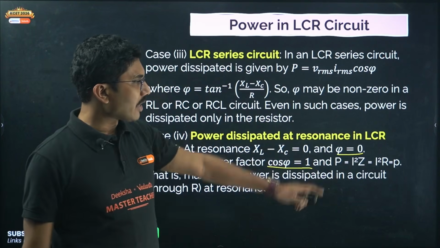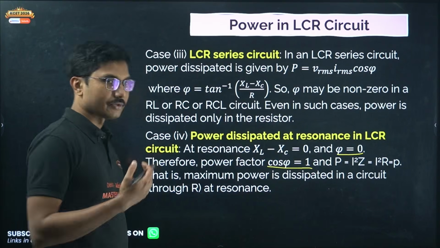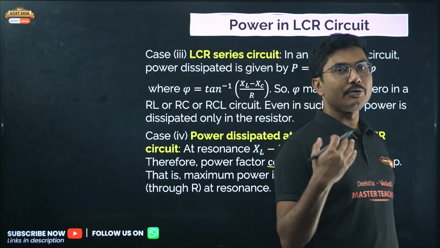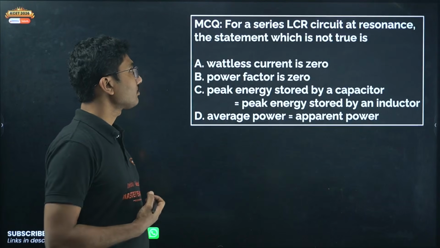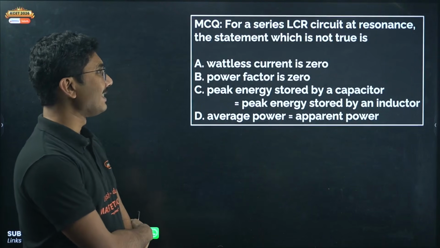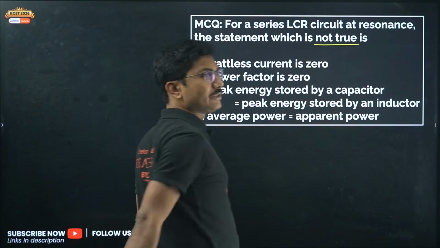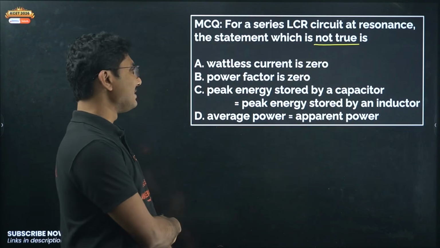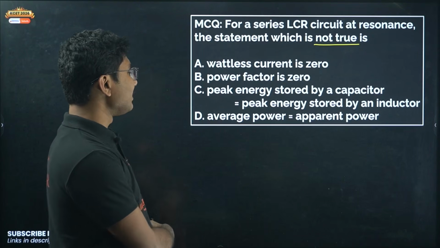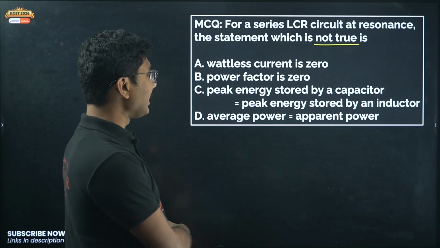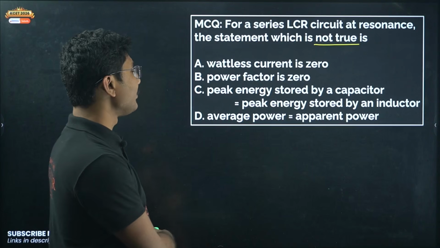Okay, so P is equal to I square Z, and that is the maximum power dissipated in a circuit through R at resonance. At resonance the circuit becomes purely resistive again. For a series LCR circuit at resonance, the statement which is not true: wattless current is 0, power factor is 0, peak energy stored by a capacitor equals peak energy stored by an inductor, average power equals apparent power. Which is not true?